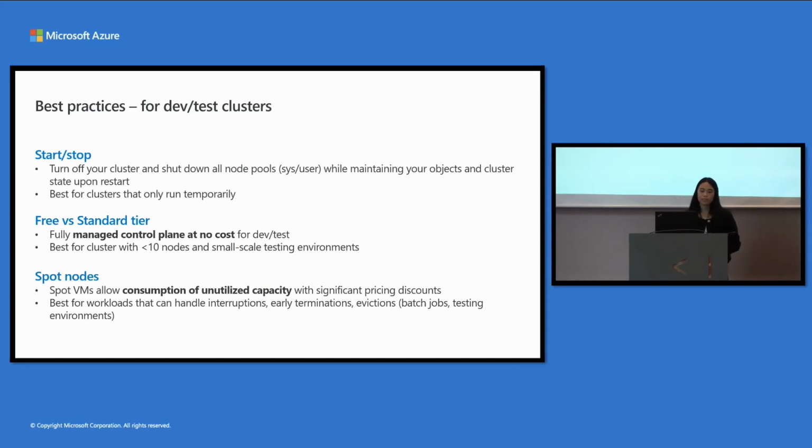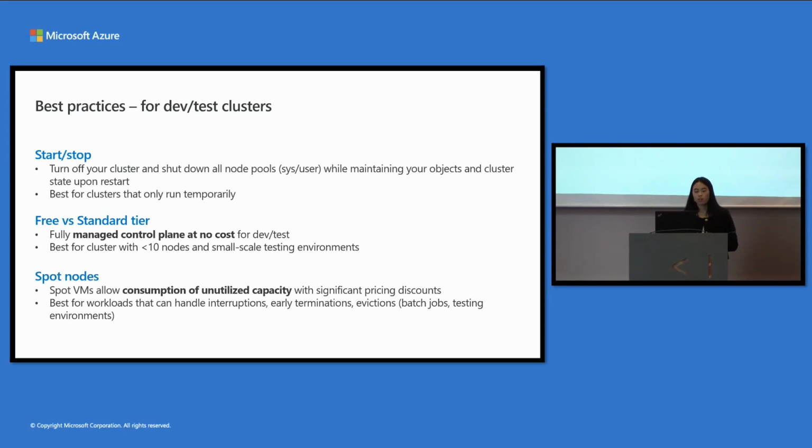Some best practices for dev and test clusters. Small dev test clusters, when they're left unattended, can also generate and spin up a lot of costs. You can turn off clusters that you don't need running 24/7, so those small test clusters running only Monday through Friday. You don't need it on Saturday, Sunday. You can use cluster start-stop. Doing so will shut down all your system and user node pools, but your objects and cluster state will all be maintained when you restart.